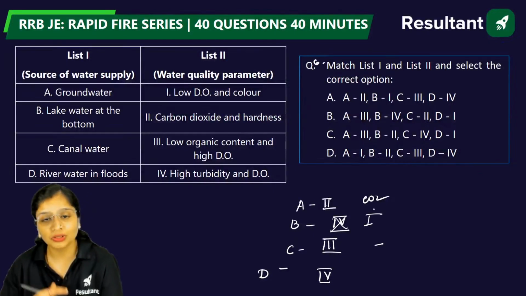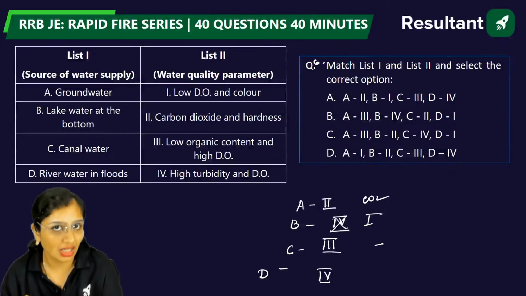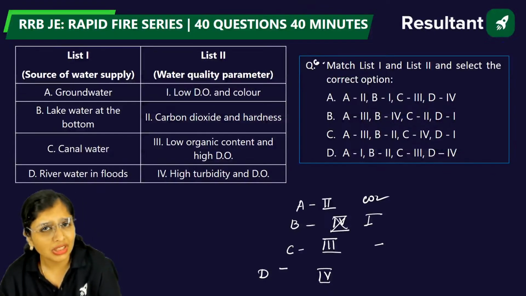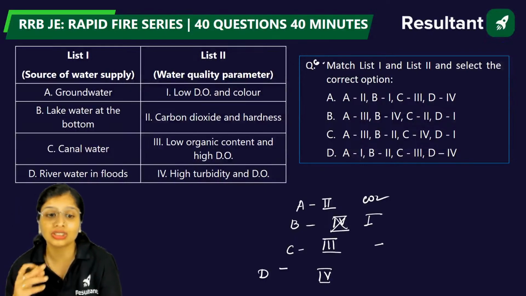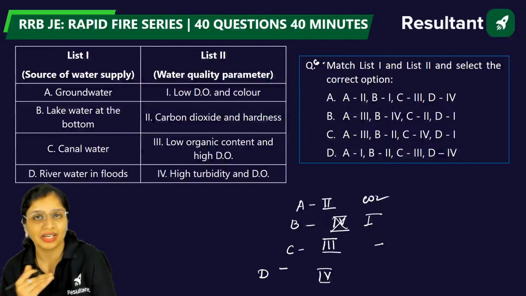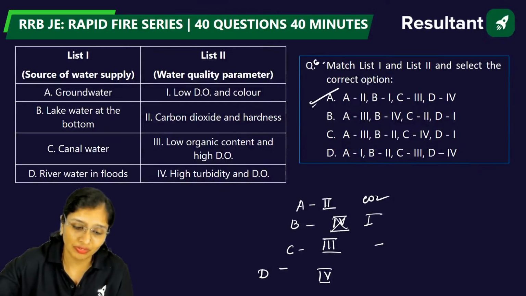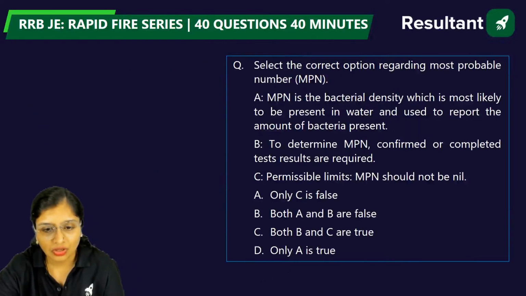For B, one option will become more precise, that dissolved oxygen is less and it will impart color as well. Okay, you know that eutrophication and all also happens eventually in the lakes. And if I talk about river water in floods, the water along with the suspended solids comes from all the places, so turbidity will be more. So 2, 1, 3, 4. A option will be the correct option. Okay, now question number 7.